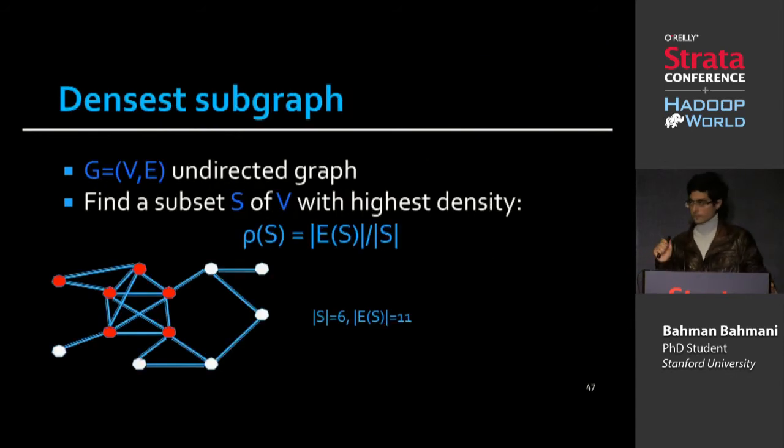The problem is the densest subgraph. Let's say again we have a graph G with vertex set V and edge set E. The goal is to find the subset of the nodes S which has the highest density. Density is defined as the number of edges between pairs of nodes in S divided by the number of nodes in S. In this example, the nodes in red are the densest subgraph. That subgraph has 6 nodes, and there are 11 edges between pairs of those red nodes. So the density is 11 over 6.